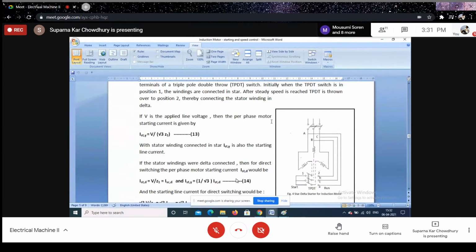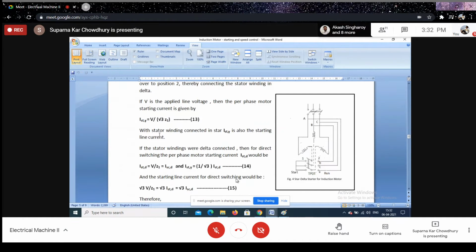The per phase motor starting current is given by, as we are connected in star, if V is the supply line voltage, then the phase voltage will be V by root 3, divided by Z1. So this is the starting line current in star connection. When the stator winding is connected in star, I starting Y is also the starting line current.